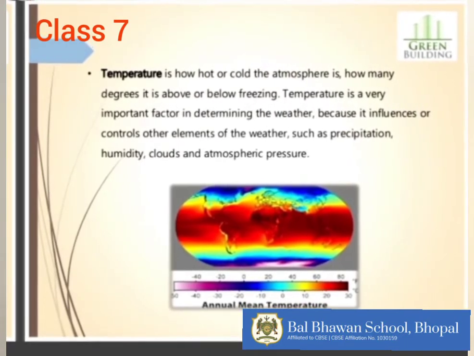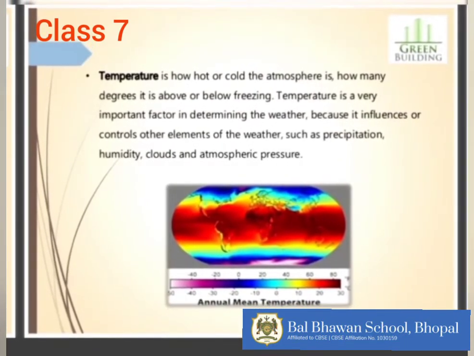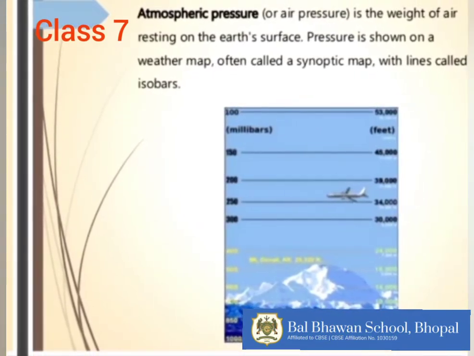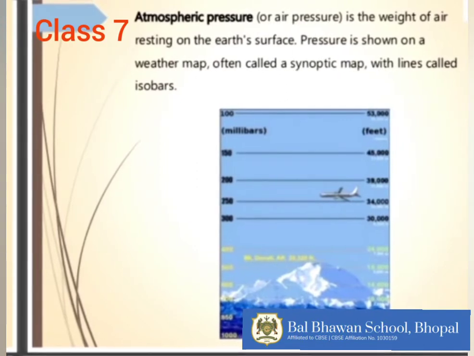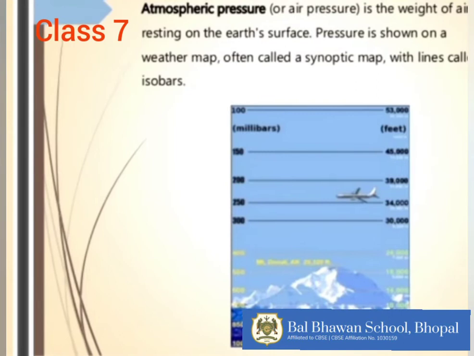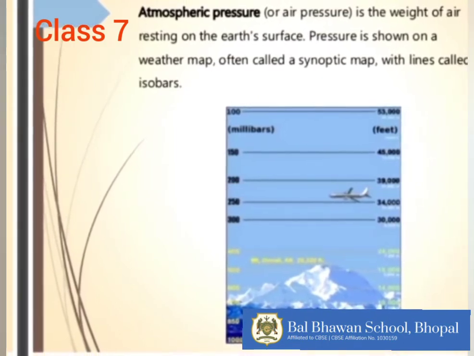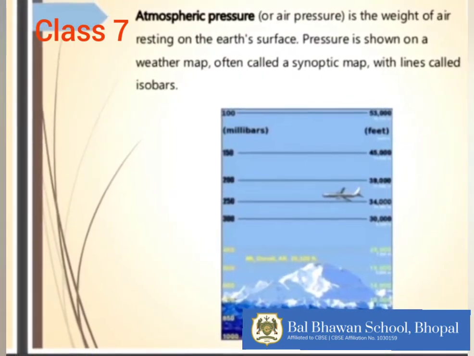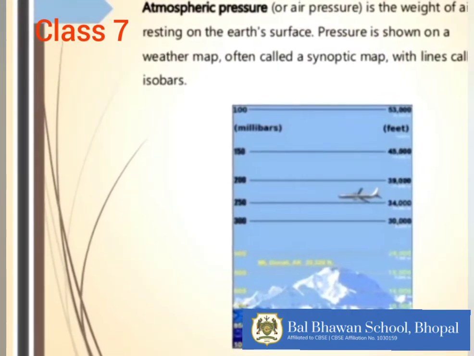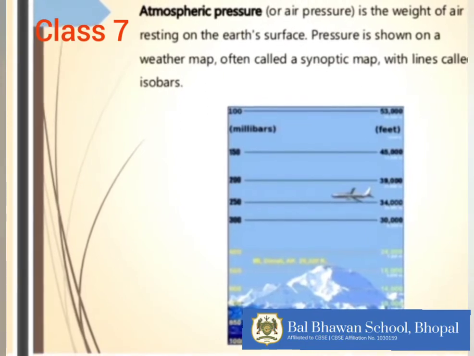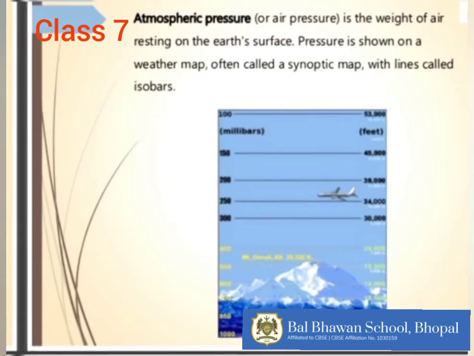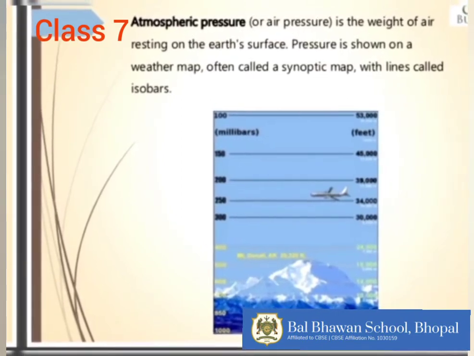Coming on to air pressure. Air pressure is the weight of air resting on the earth's surface. Pressure is shown on the weather map, often called a synoptic map, with lines called isobars. This all you will study in your higher classes. So you just need to know what is air pressure. It is the pressure exerted by the weight of air on the earth's surface. The movement of air from high pressure area to low pressure area is called wind.